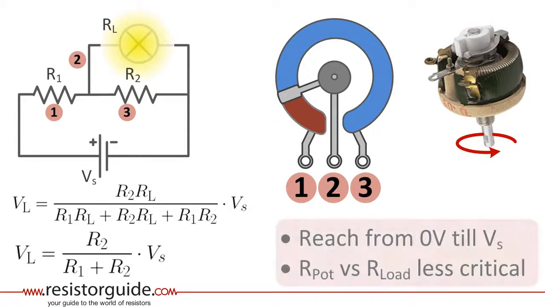This ability to adjust from 0 to 100% is an advantage of the potentiometer over a variable resistor in series with the load. The second advantage of the potentiometer over the rheostat is that the ratio of resistance of the potentiometer and the load is less critical. For the rheostat, a big or small load could make the rheostat resistance excessive or negligible.